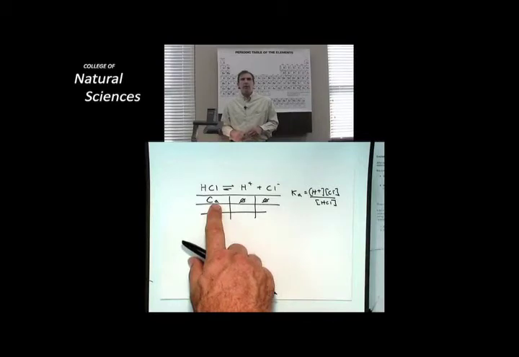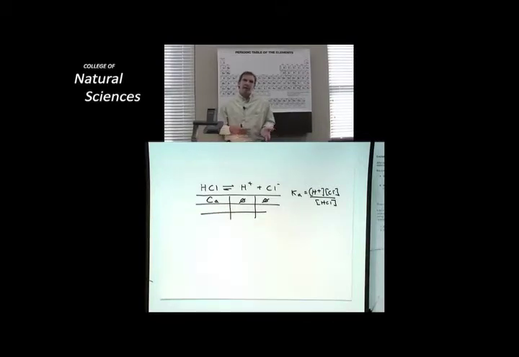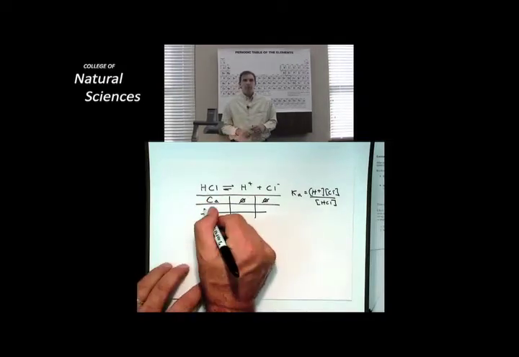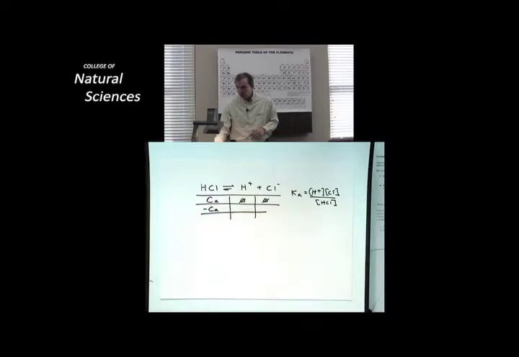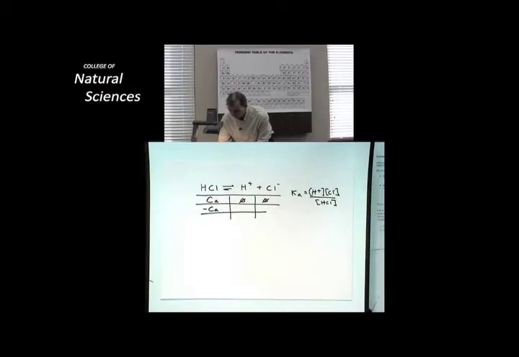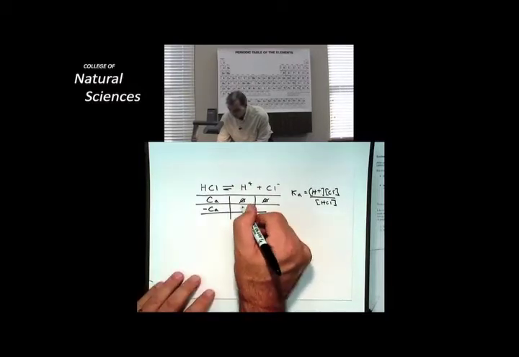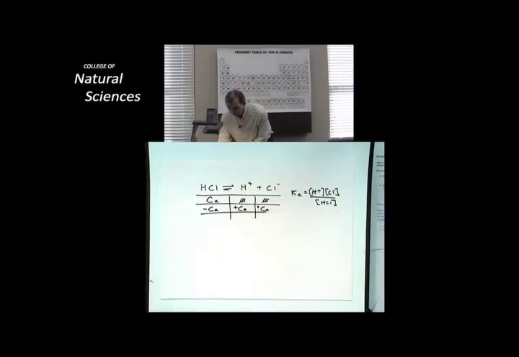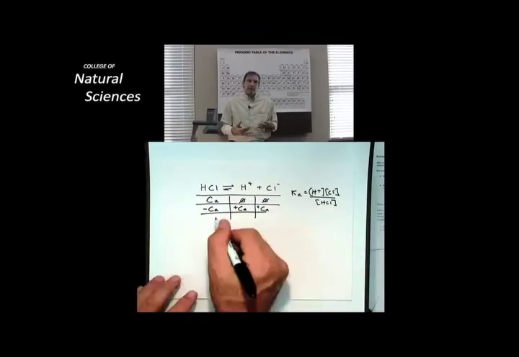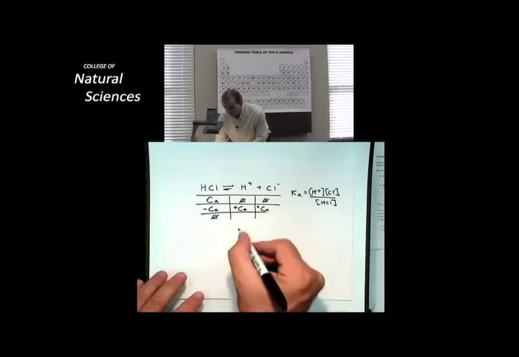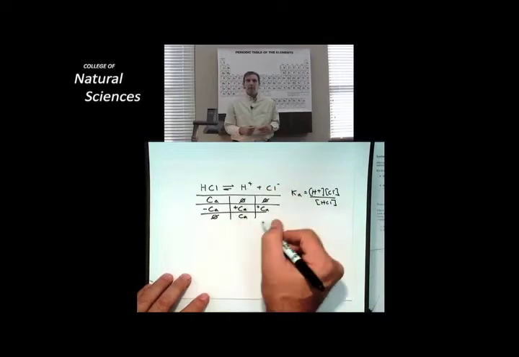I throw it in, and what happens? Well, by definition, all of this dissociates. All of it. And what's formed is stoichiometrically equal amounts of the proton and the chloride. So, at equilibrium, I have no HCl left, by definition. I have Ca of the proton and Ca of the chloride.